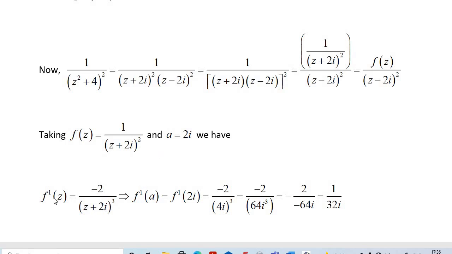Here we need the f'(2i) value, so substitute z = 2i. 2i + 2i is (4i)³. 4 cubed is 64. i³ can be written as i² times i. i² is −1, and −1 times i is −i. So finally the f'(2i) value is 1/(32i).